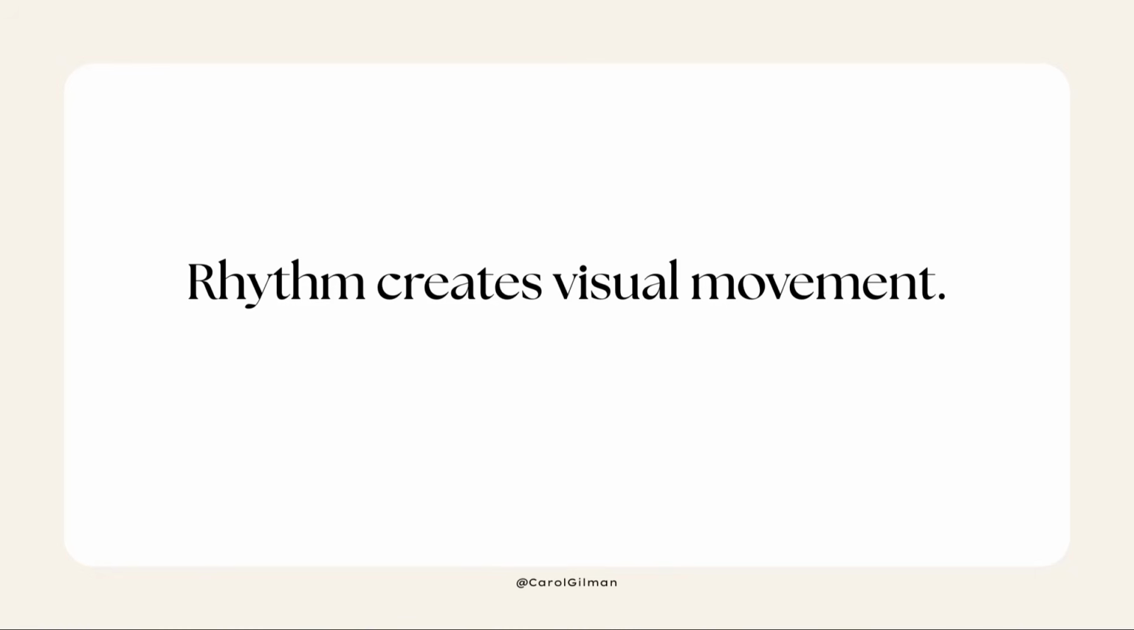When we talk about the design principle of rhythm, rhythm has to do with movement, and we can think about that in music. It's the same thing, except it's in a visual way. So when we're intentionally thinking about rhythm in a room, creating rhythm in a room, we want to create visual movement and guide our eyes. And just like different types of rhythm in music, we can create different types of rhythm in a room.